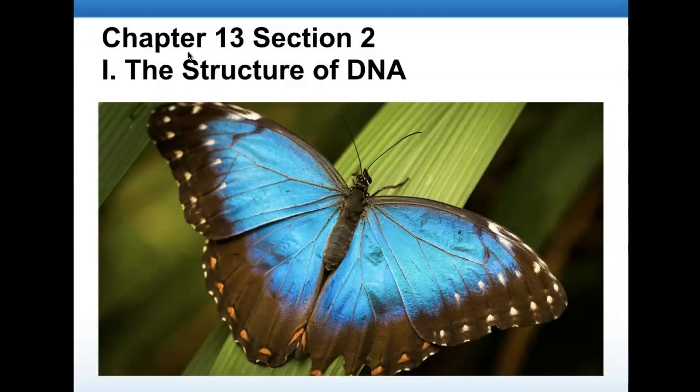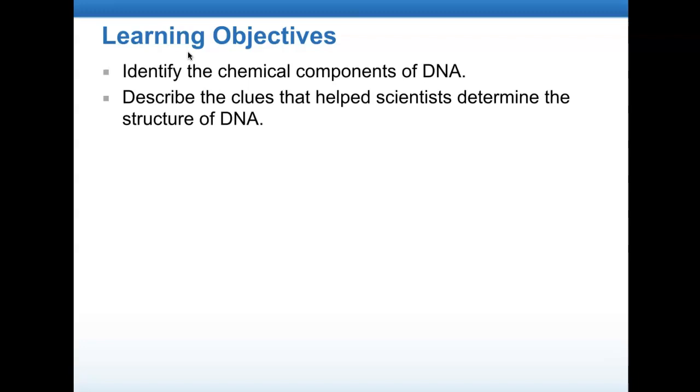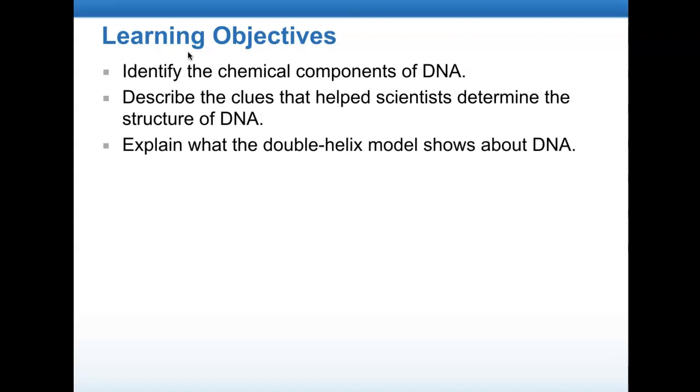Chapter 13, Section 2, The Structure of DNA. Learning objectives: identify the chemical compounds of DNA, describe the clues that help scientists determine the structure of DNA, and explain what the double helix model shows about DNA.